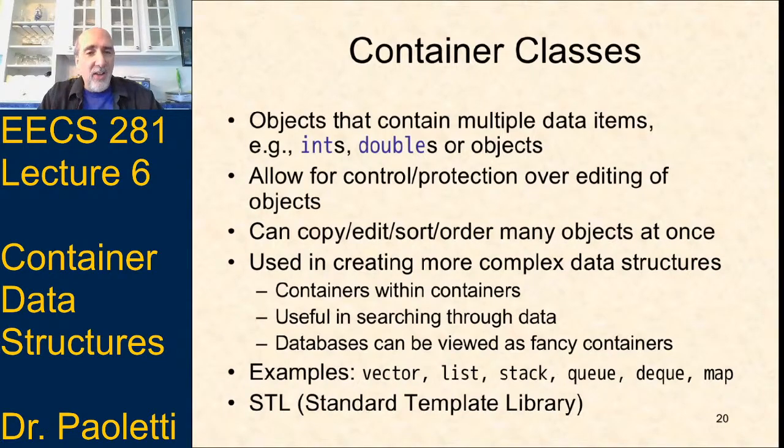Now, with classes, we can allow whatever behavior we want. So we could allow a copy constructor or an operator equals. We could provide sorting of the internal data if we wanted to do that. We could allow editing of internal data or not. We could allow them maybe to only edit the top. So we decide what they can do, where they're allowed to do it inside of our container. And we use these containers when we create more complex data structures.